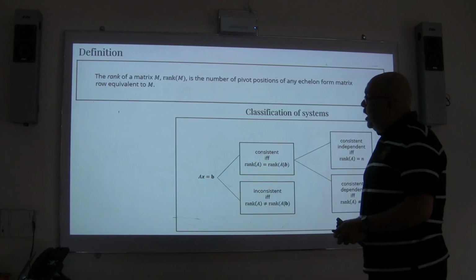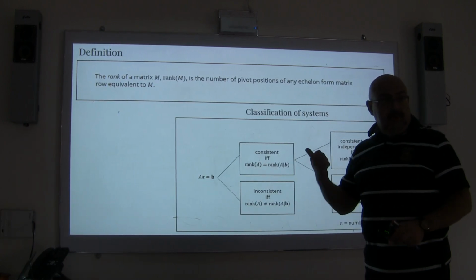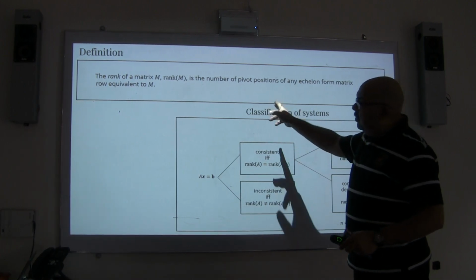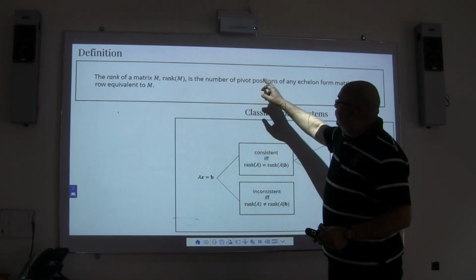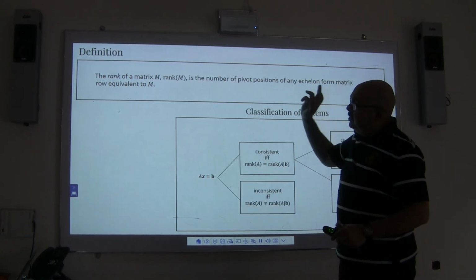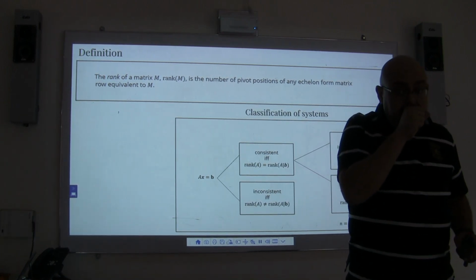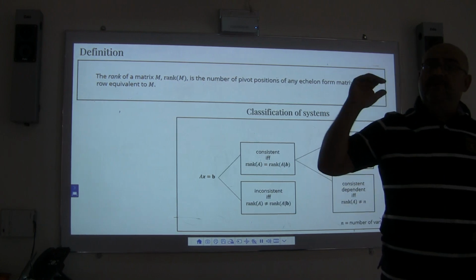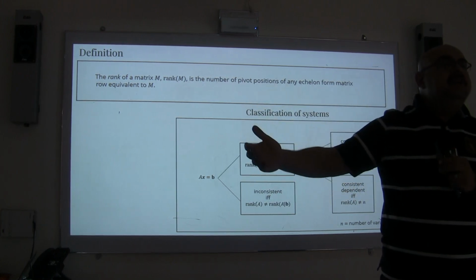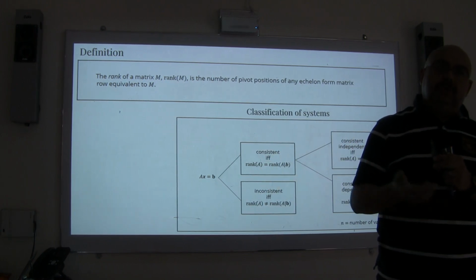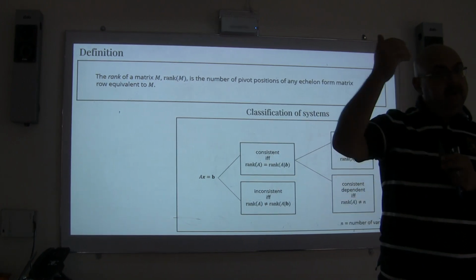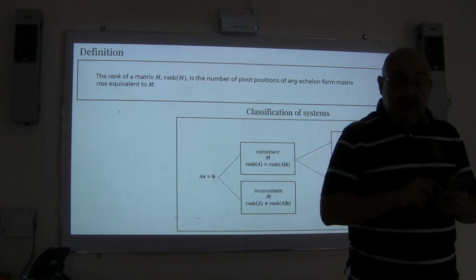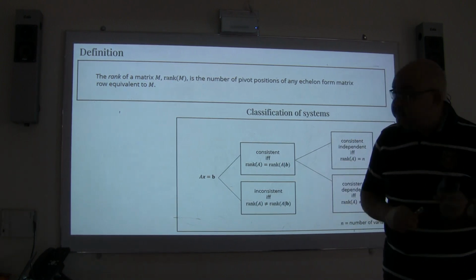If we talk about ranks, I will talk about them shortly when we review the next example. But in general, we define the rank of a matrix as the number of pivot positions of any echelon form matrix row equivalent to it. Or in a simpler manner, it is the number of non-zero rows that exist in a matrix once you get to the echelon form. So you count the number of non-zero rows, and this is the rank of a matrix.